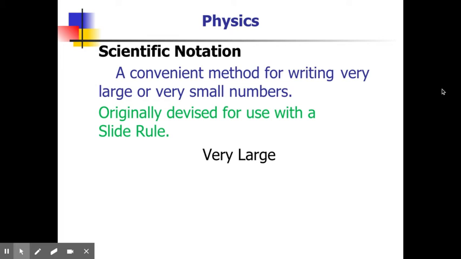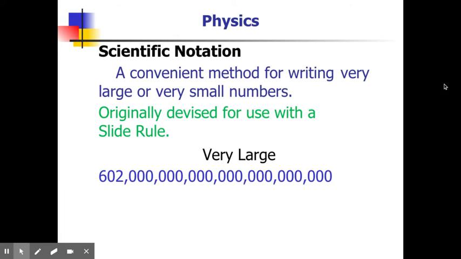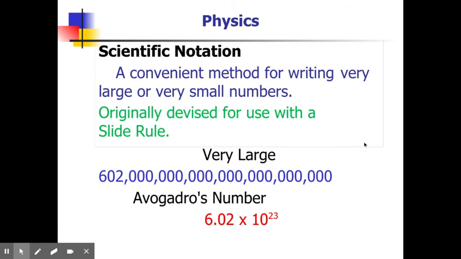What's a very large number? Well, a very large number would be this one, 602 sextillion. What? 602 sextillion? What kind of number is that? Well, that number is also known in chemistry as Avogadro's number, 6.02 times 10 to the 23rd, the number of molecules in 1 mole of a substance.